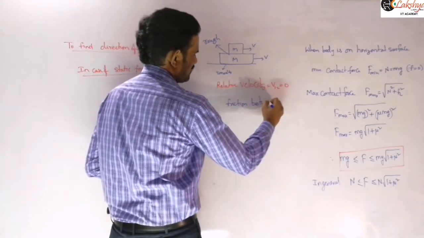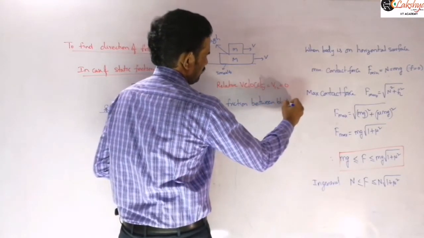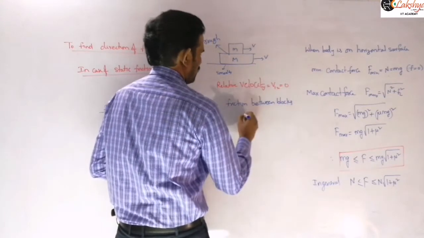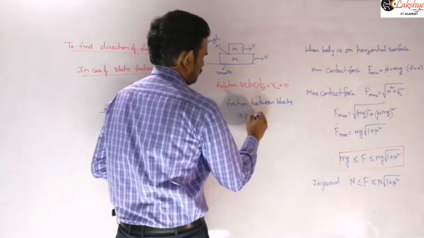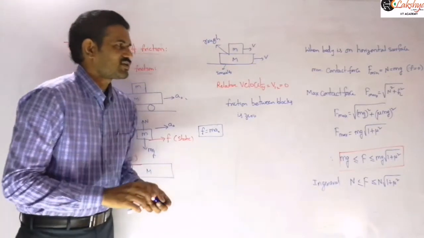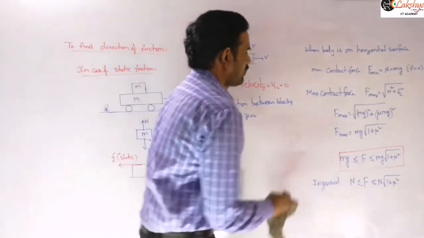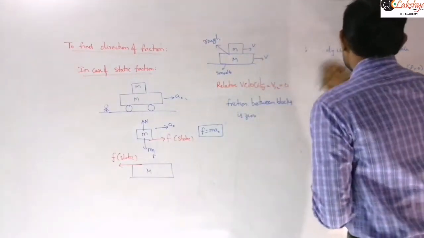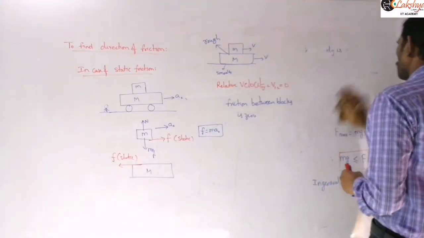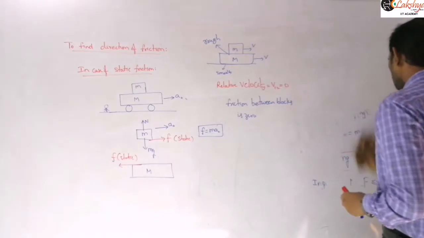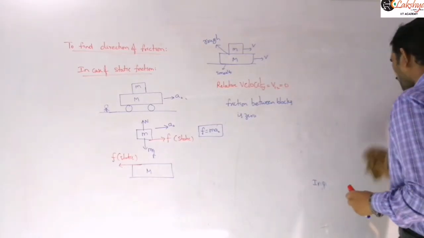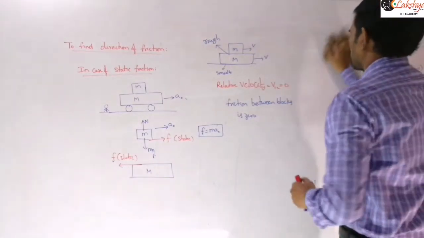Friction between blocks is 0, right? So there is no friction between the blocks in this case. If the blocks are moving with a common velocity, then there is no friction between the blocks here. Is it clear? Even though the surface is rough, there is no friction between the blocks.